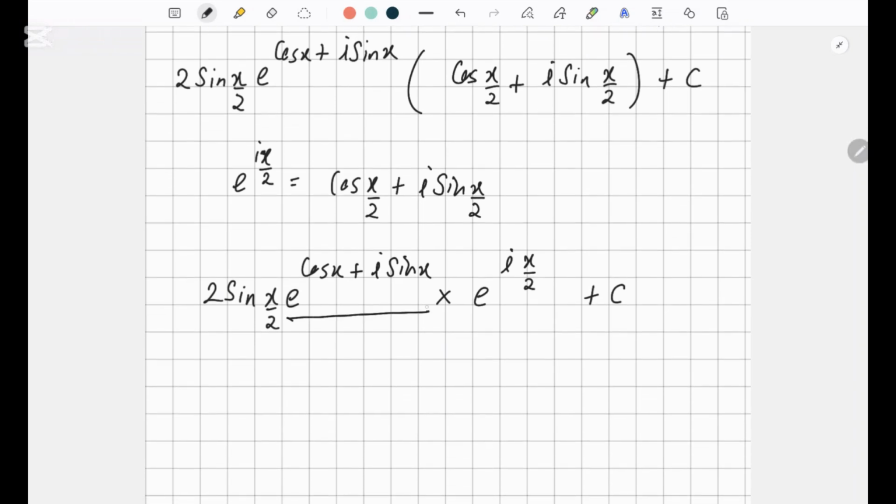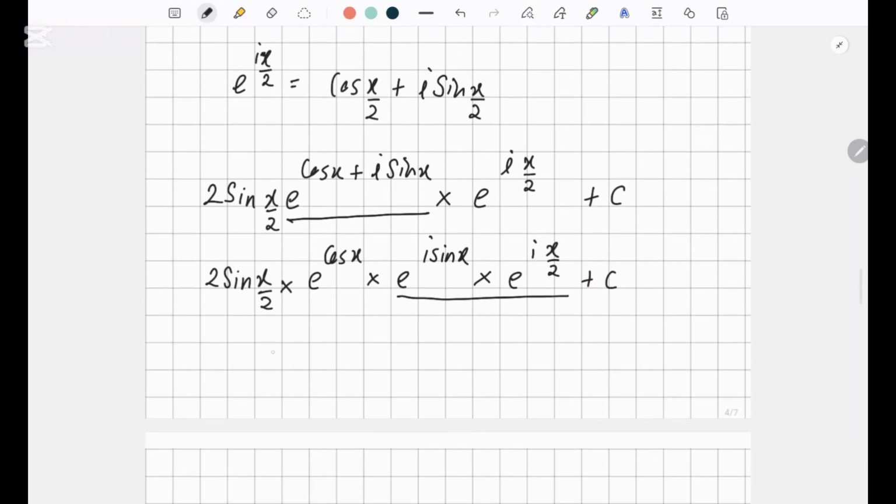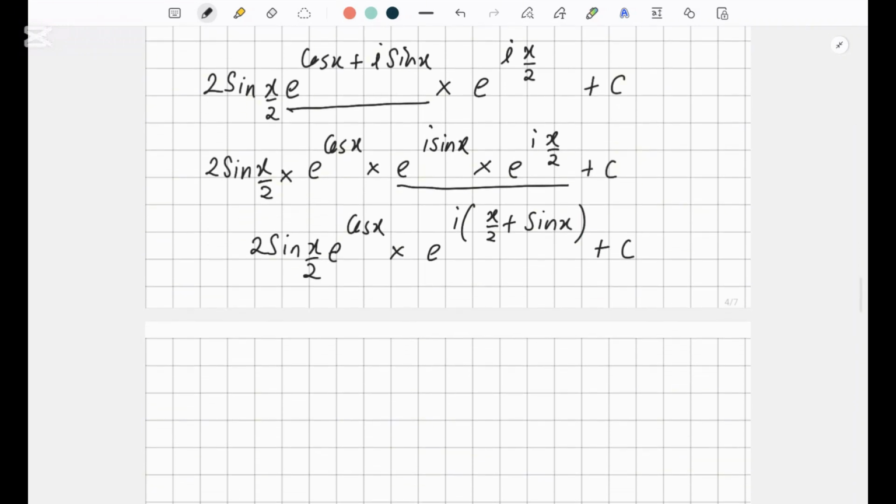Now here, let's break this down. So 2 sin(x/2) into e to the power cos x into e to the power i sin x into e to the power ix/2 plus c. We can bring these two together, right? So you write 2 sin(x/2) e to the power cos x into e to the power i(x/2 + sin x) plus c. Now we are really close.